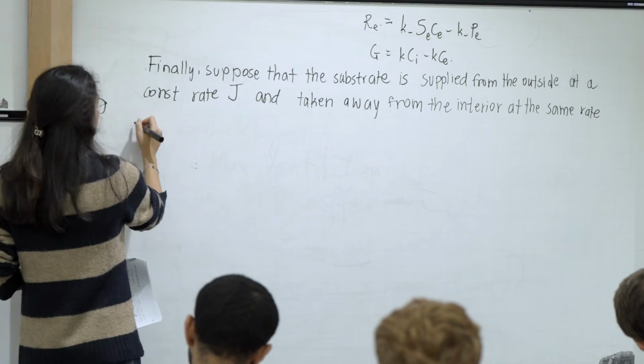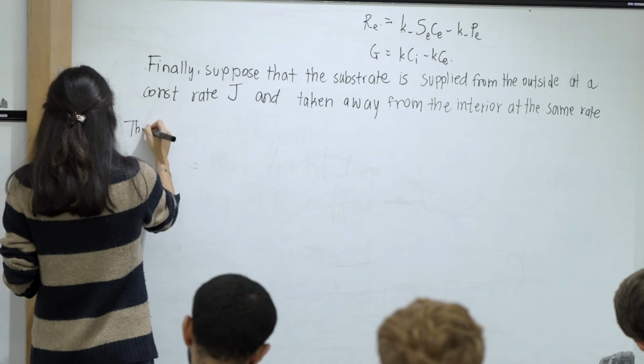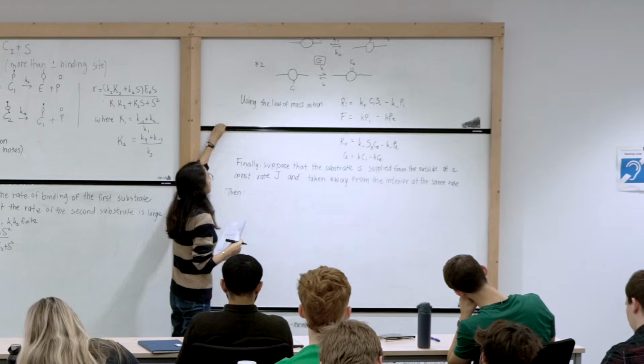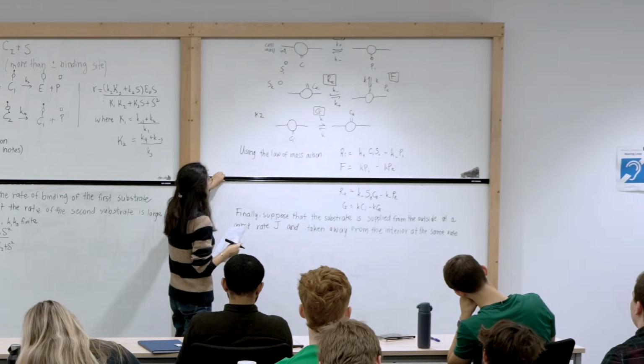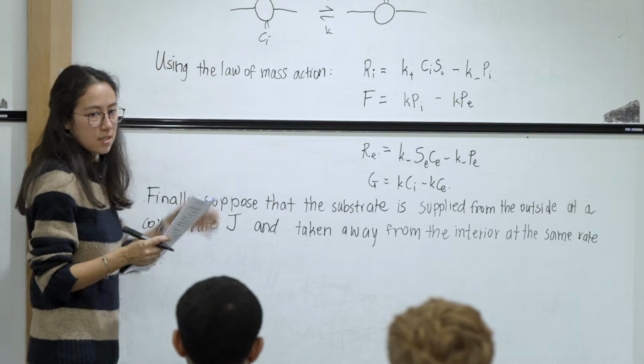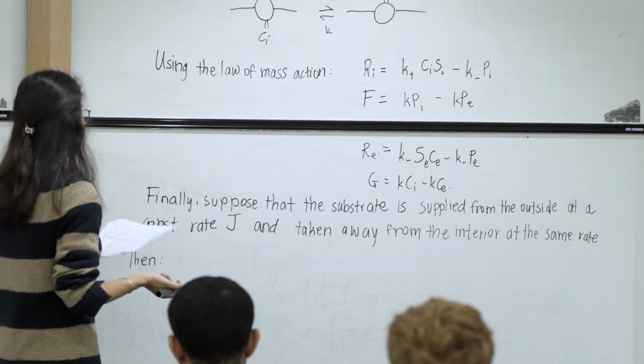All right, so now what I want to do is write down the equations. So how many things did we have? Sorry to keep moving it. We have a substrate in the interior, we have the complex in the interior. So I have two things, the product in the interior, the product in the exterior. So how many in total? Six, right? Six things. So I would write six ODEs here.